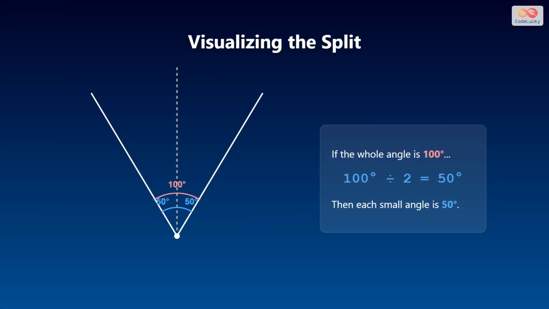Let us visualize this with numbers. If the entire corner angle was 100 degrees, the diagonal would pass right through the middle. This results in two smaller angles of 50 degrees each. It is a perfect 50-50 split every time.